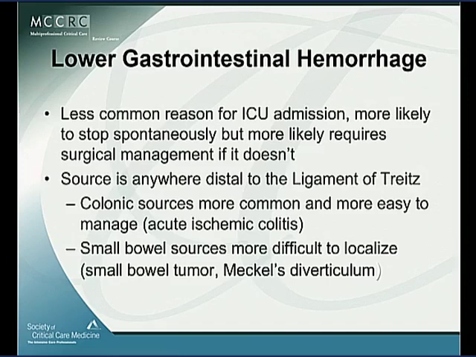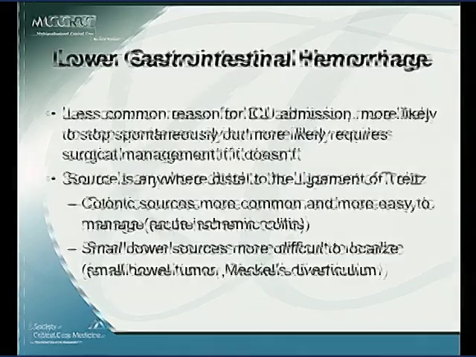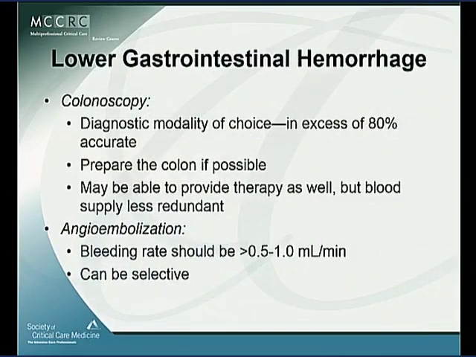And once again, we said source distal to the ligament of Treitz. Colonic sources more common and easier to manage. Small bowel sources difficult to diagnose and to localize in these patients. So colonoscopy is the diagnostic modality of choice now. It wasn't way back years ago when I was a resident. It's very accurate even in the face of bleeding. If you can get away with preparing the colon, that would be very nice.